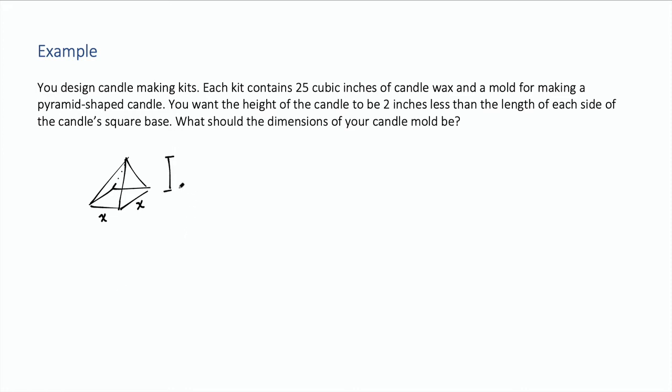The height of the candle, we want to be 2 inches less than the length, so that would be x minus 2. We also know that the kit contains 25 cubic inches of wax, so that's our volume. The volume of a square-based pyramid is 1/3 times the area of the base, which is x squared, times the height, which is x minus 2. The volume of any pyramid with a rectangular base, for reference, is 1/3 times the length times the width times the height. So that's what we've used here.